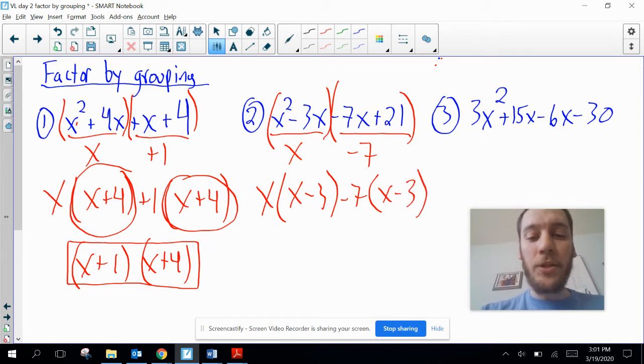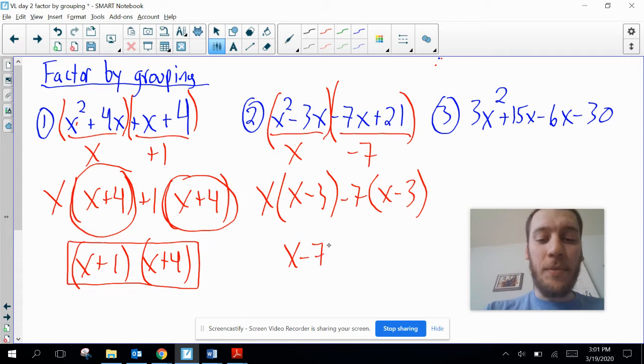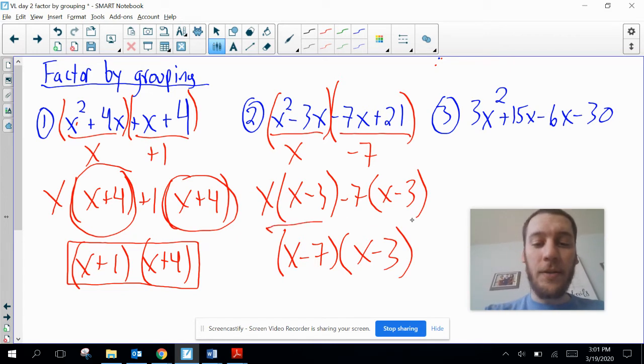Notice again, they both share x minus 3. That's what makes this work. They have to match or it won't work. So the final answer is the two GCFs, x minus 7, and then what's left over, which matches, is x minus 3. All right, that's my final answer in factor form.